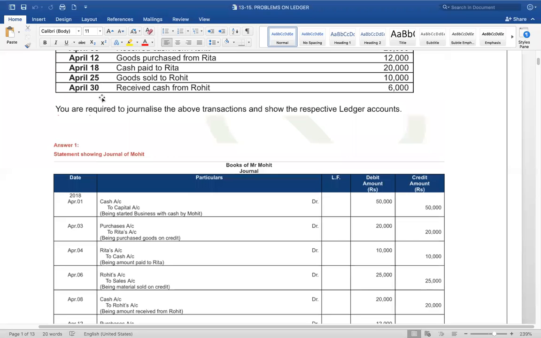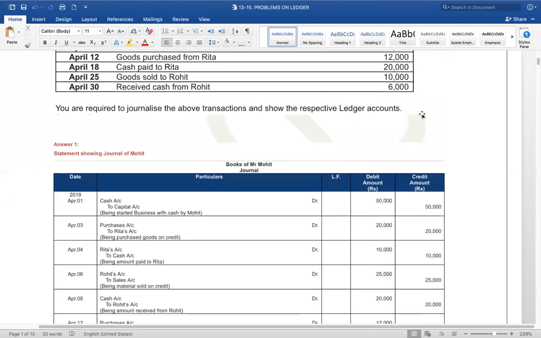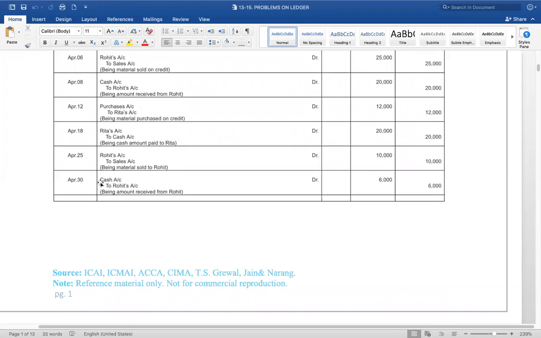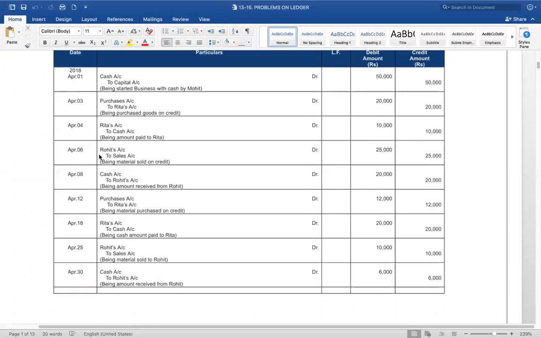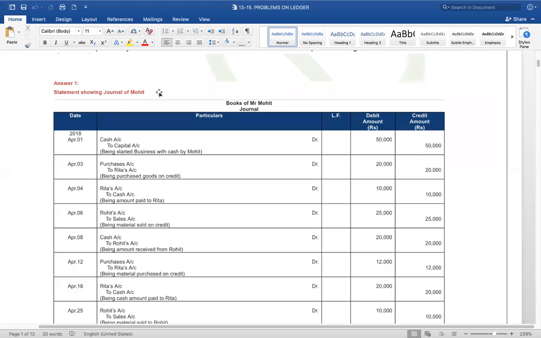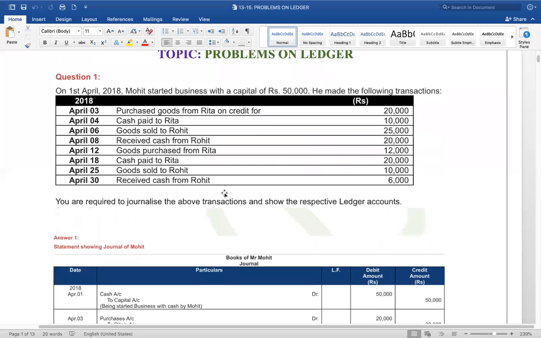April 30, the last one, received cash from Rohit, 6,000. Cash is coming in when you receive, so debit 6,000. Rohit is the giver, so credit the giver. That's the end of passing journal entries. You have completed the journal for all the transactions.